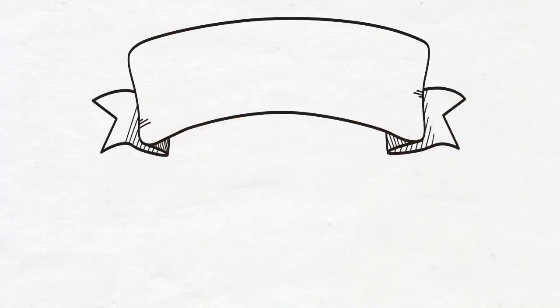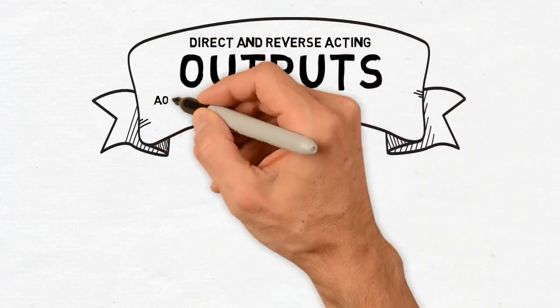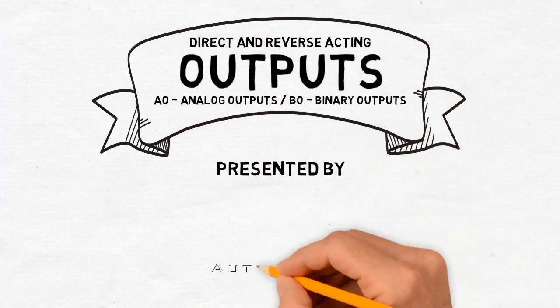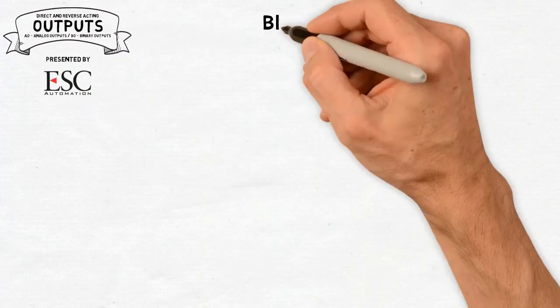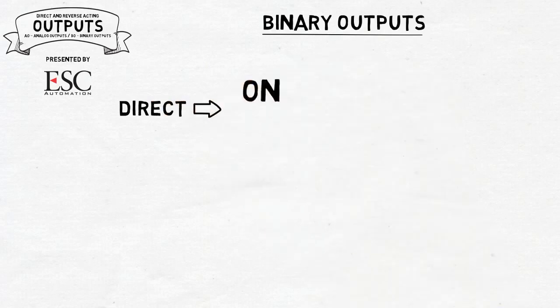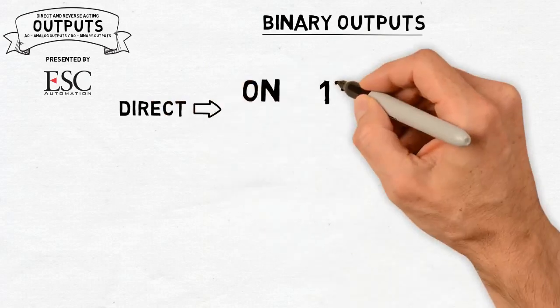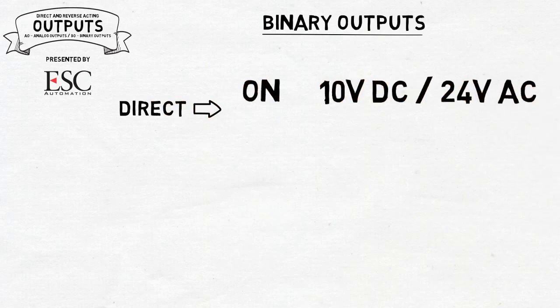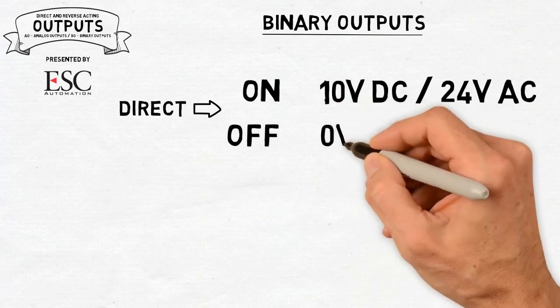Okay, today we're going to talk about direct and reverse acting outputs, analog and digital output. Every output you have to decide if it's direct acting or reverse acting. Most outputs are direct acting. When we say on, we are getting power. So the panel will put out 10 volts or 24 volts, depending on what type of panel it is. So when we say off, the voltage goes away. It goes to 0 volts.